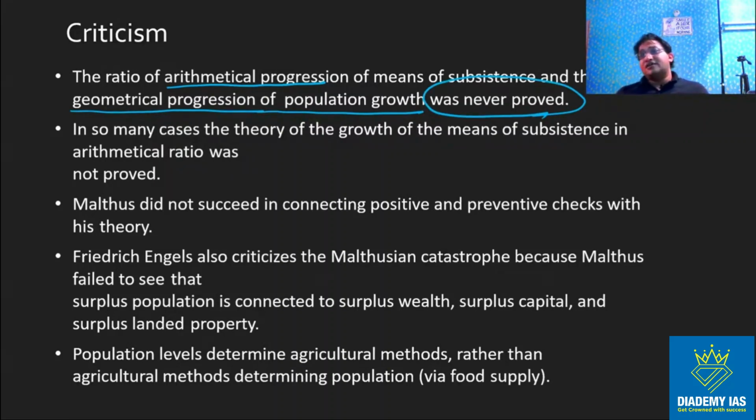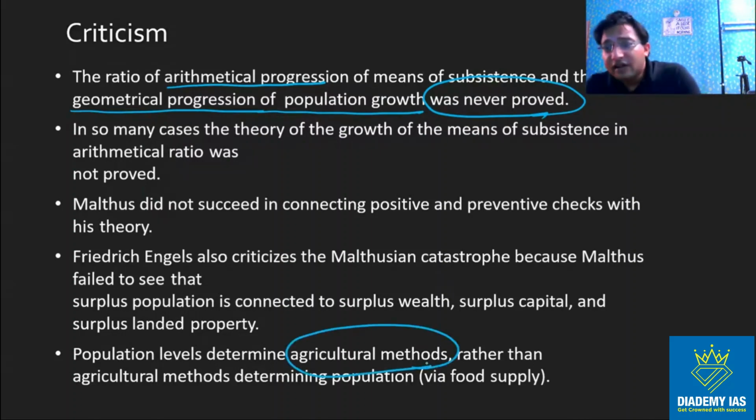Malthus did not consider improvements in technology. As of now, in the developed countries, we see good technology where per hectare productivity can be increased, right? So the technological improvements were not anticipated by Malthus. Improved agricultural methods were not anticipated by Malthus.